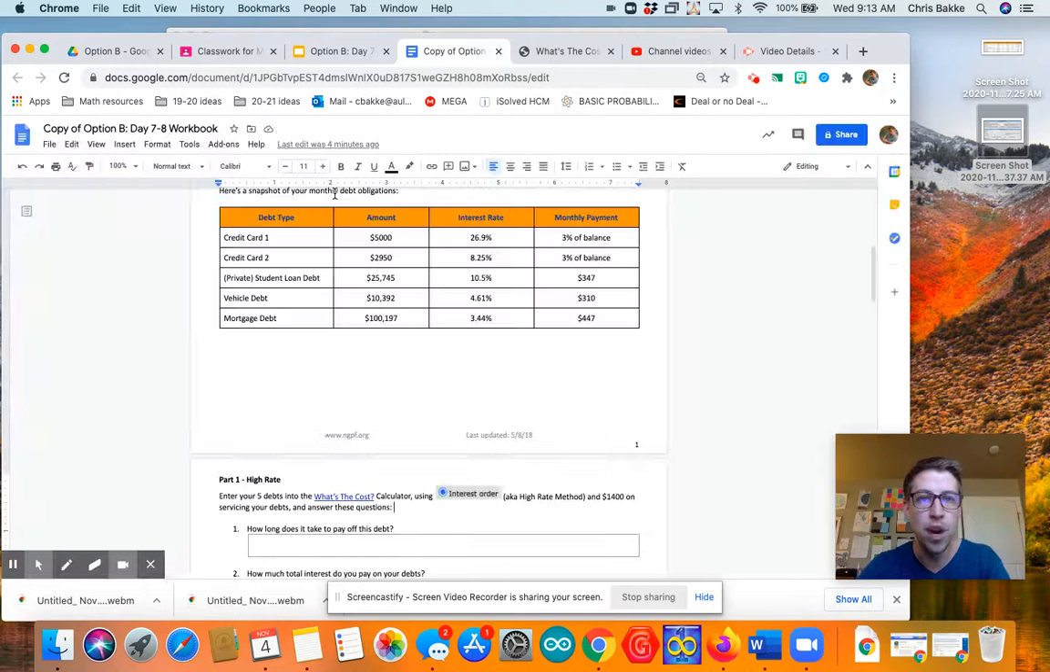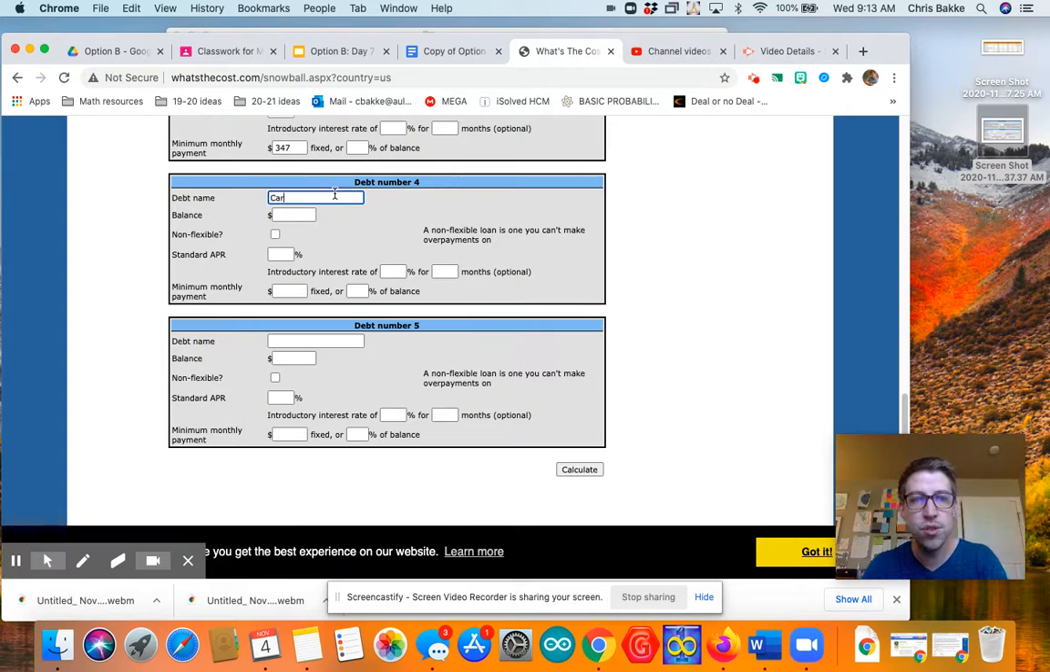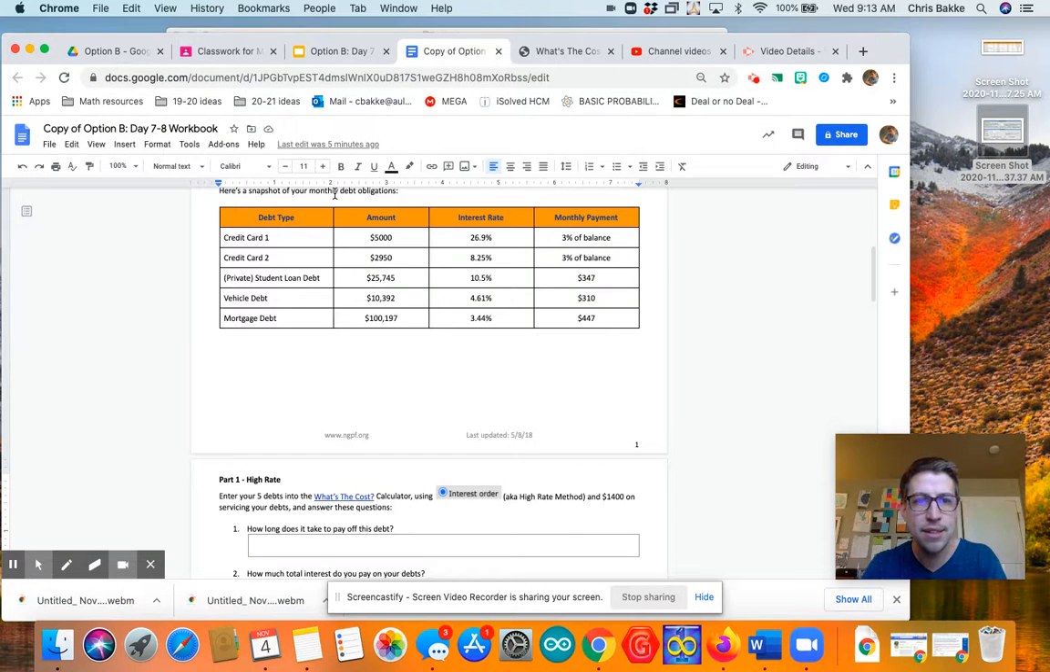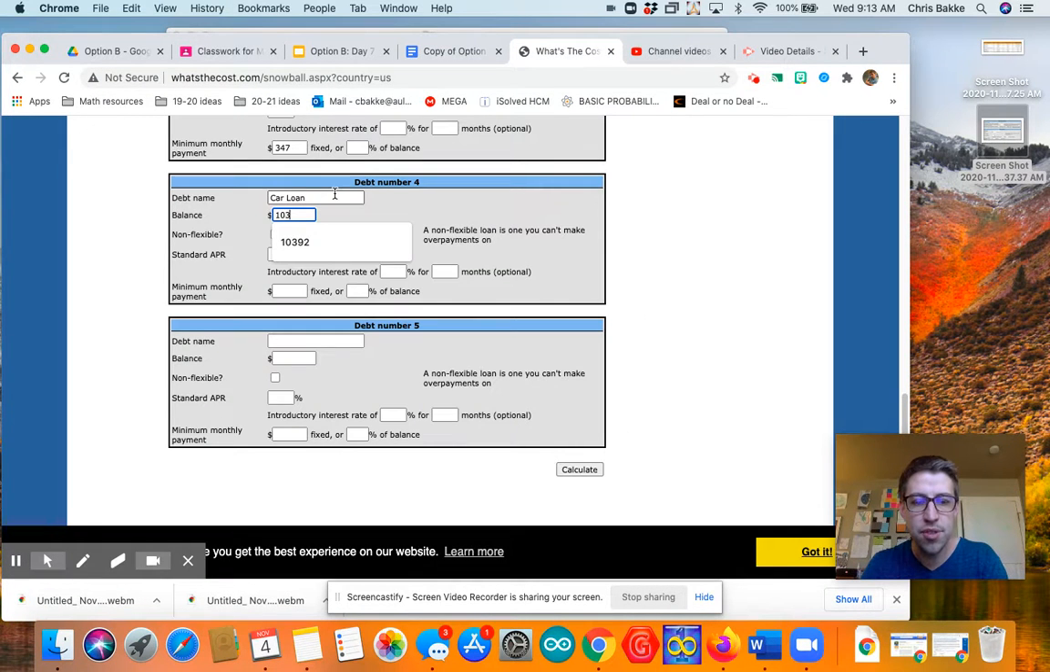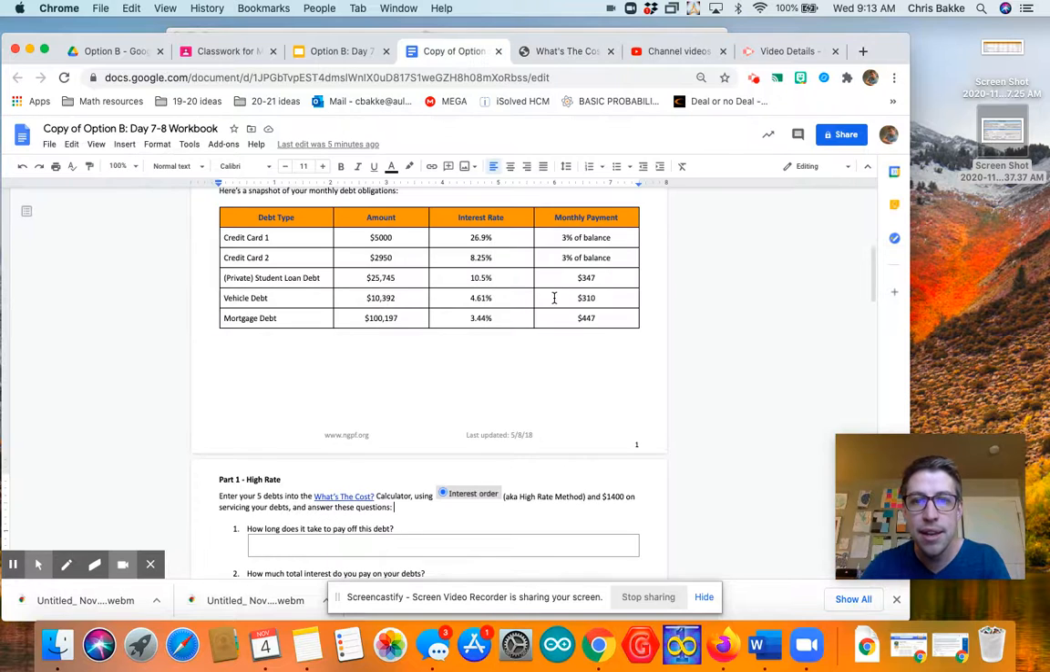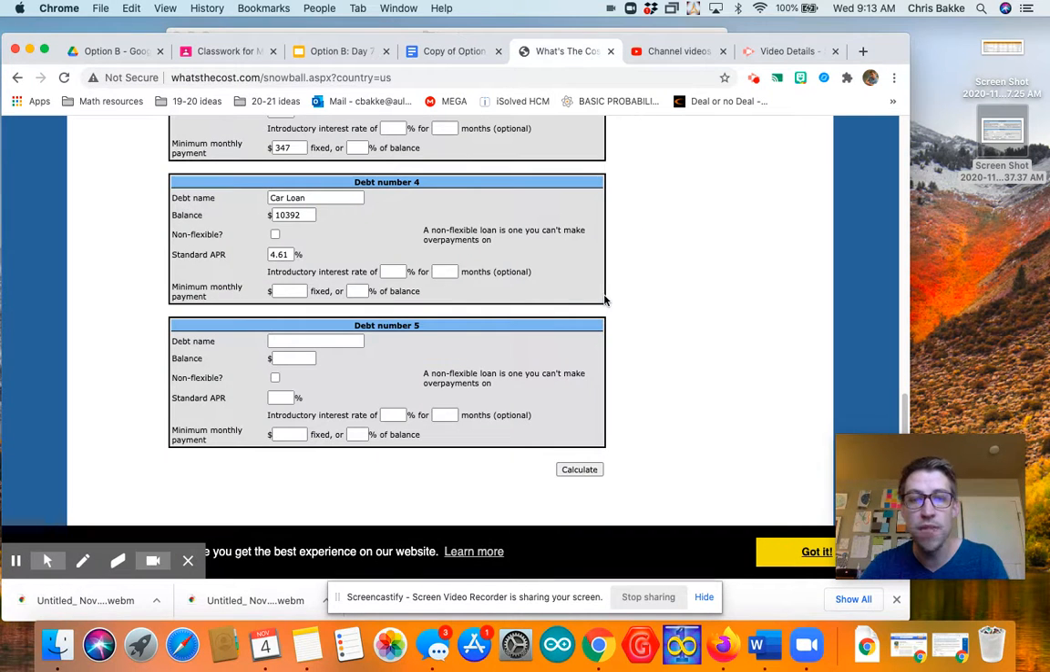Debt number 4, I believe, is your vehicle debt. So I'm just going to put car loan at $10,392. The standard APR of 4.61. That means this person has a good credit score at least. Skipping the intro, and now we need to see, do you have a fixed number or a percent of the balance you're going to pay? In this case, it's a fixed number of 310.